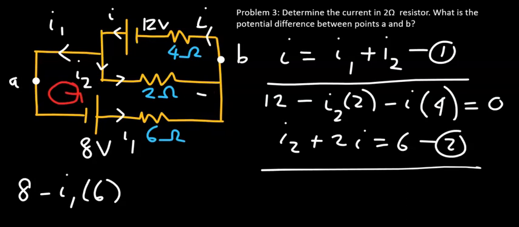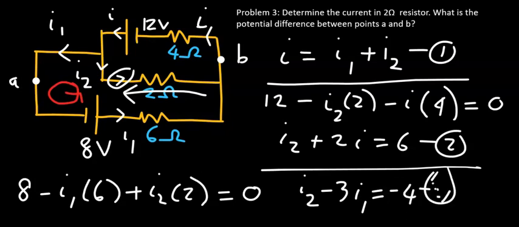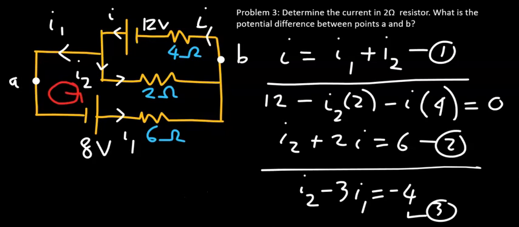And finally, you will go through the 2 ohm resistor in the opposite direction to the I2 current, and that's going to give you a plus term for the potential difference across that resistor, I2 times 2, and there aren't any other components left in the loop, so they all should sum to 0. Rewriting this equation, we get I2 minus 3I1 equals minus 4. So that's equation 3.